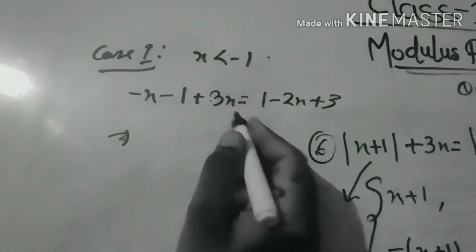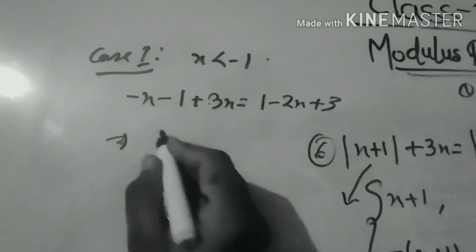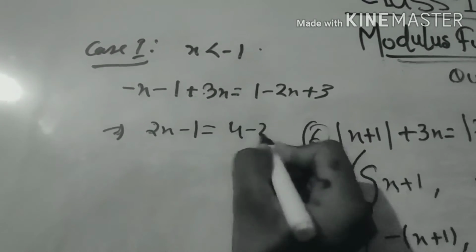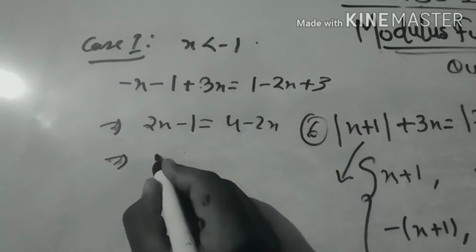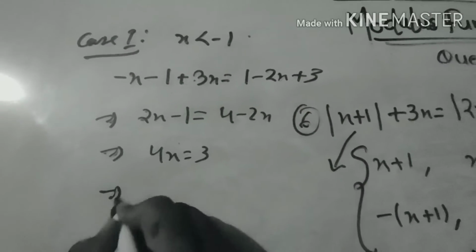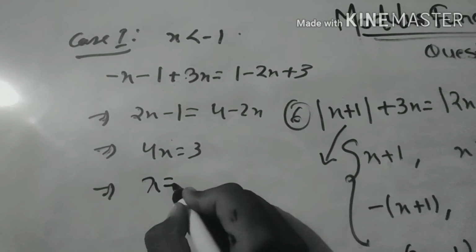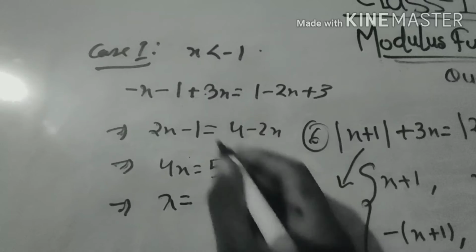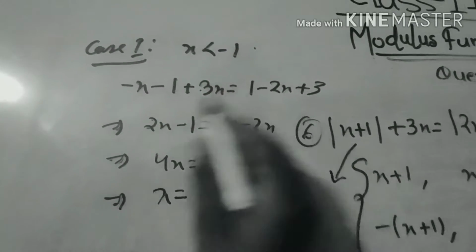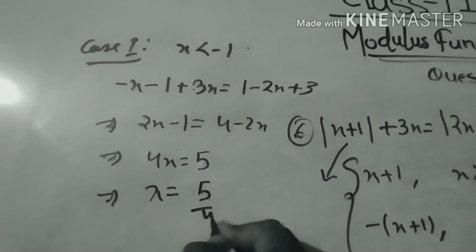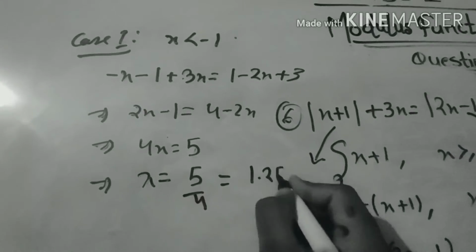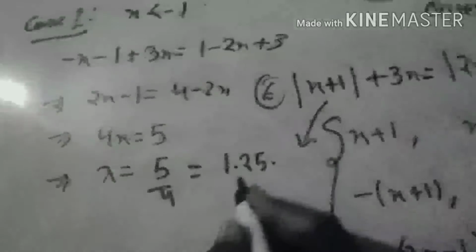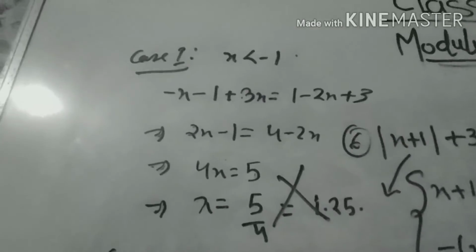We'll be solving this, then it will be 2x minus 1 equals to 4 minus 2x, which means 4x equals to 5, because 1 will go this side, that will become 5, and this will go 4. So x equals to 5 by 4, which means 1.25, which is less than minus 1. No, it is not less than minus 1, so not possible case.